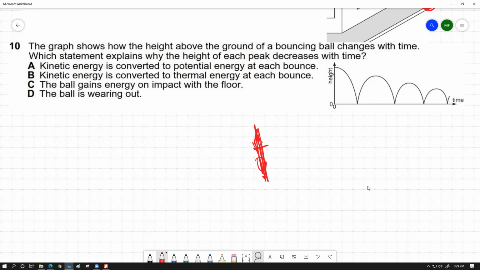In C, it says the ball gains energy on impact with the floor. This is absolutely untrue. The ball does not gain any net energy when it impacts with the floor. It simply converts its energy from one form into another form. Indeed, D says the ball is wearing out. This has nothing to do with wearing of the ball. So I would say the correct response, if I was answering this, would be B. B makes most sense for what the question asks from us.